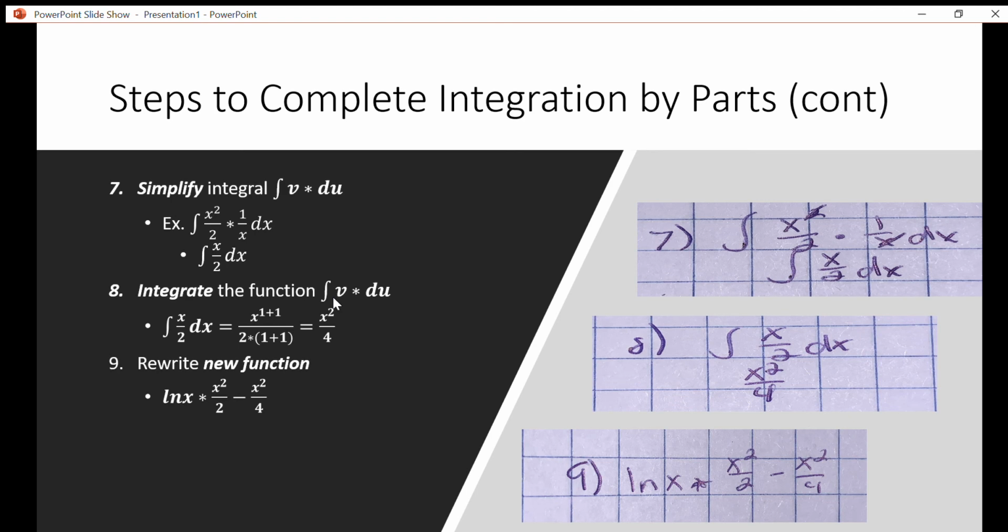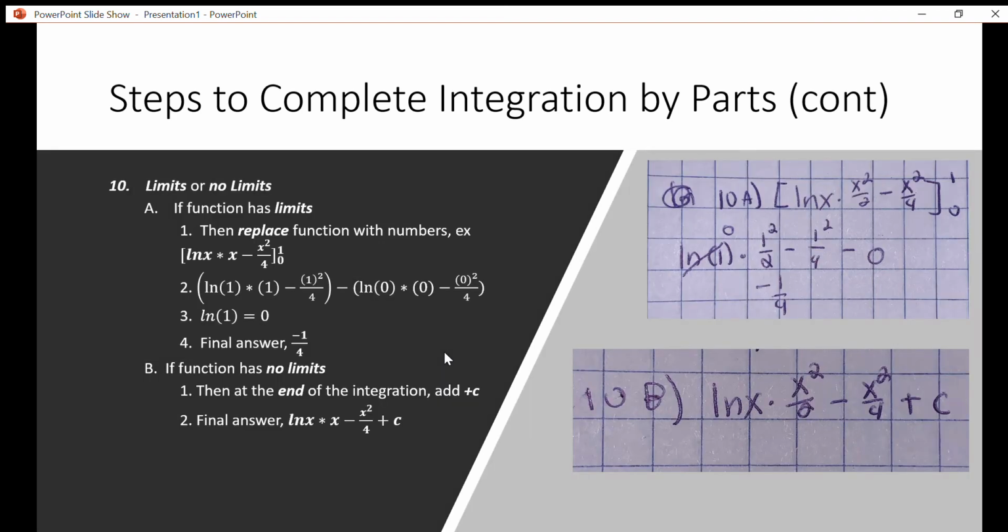So now we rewrite the new function as ln of x times x squared over 2 minus x squared over 4. Now we need to check. We should see this from the very beginning: do we have limits? Okay, let's just say we have limits from 0 to 1. So now we would put that function into brackets, and we would write on the right side 0 to 1.